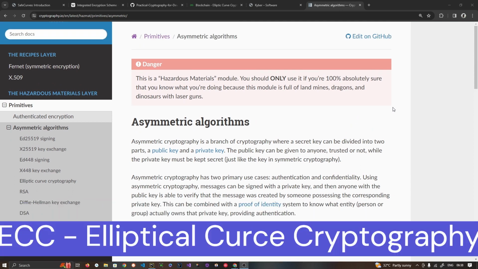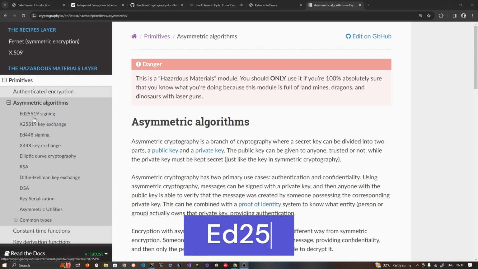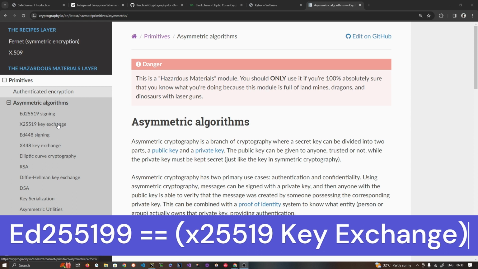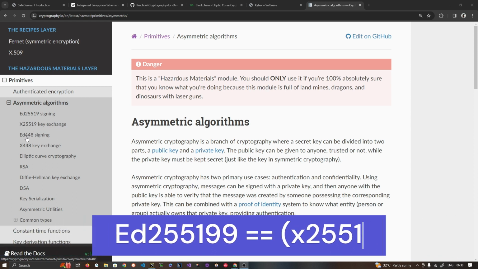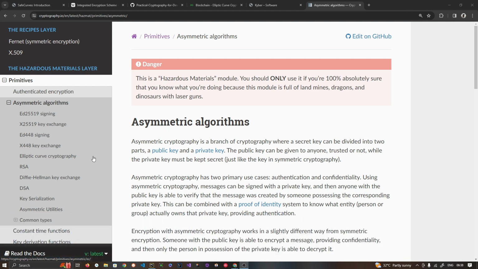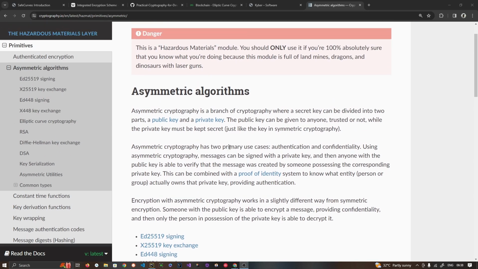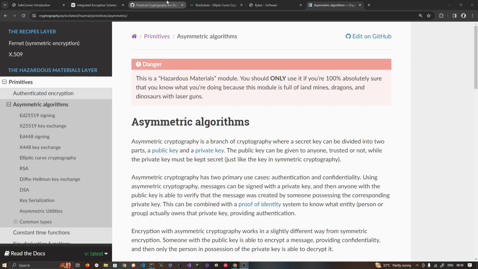curve cryptography. So in the asymmetric algorithm section you can see Ed25519 signing and key exchange, and Ed448. These keys are the same: Ed448 signing and X448 key exchange, and then elliptical curve cryptography, RSA, then Diffie Hellman key exchange. There is also an elliptical curve Diffie Hellman key exchange, and we are going to check that also. But before that, let's understand what is elliptical curve cryptography.